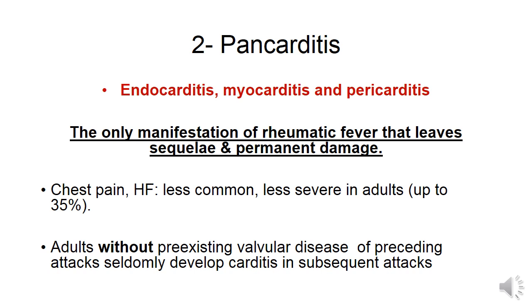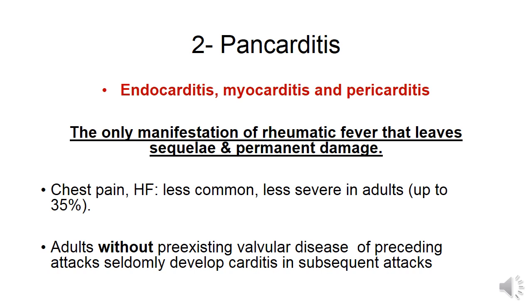The second symptom is pancarditis. Pancarditis means endocarditis, myocarditis, and pericarditis. It must be taken into account that pancarditis is the only manifestation of rheumatic fever that leaves sequelae and permanent damage. Pancarditis might present with chest pain or heart failure. It's less common, and if present in adults, it's less severe. It might affect up to 35% of adults having an acute attack of rheumatic fever.